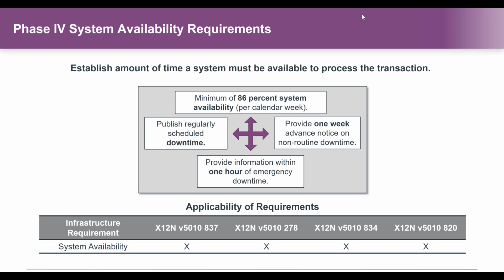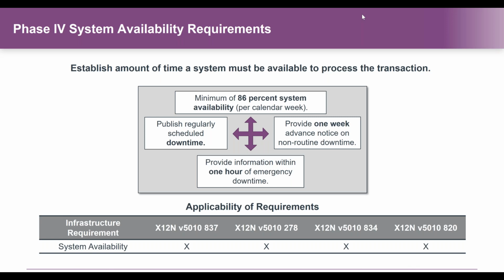So let's say a health plan has, every quarter, they go down for 3 hours on a Sunday evening, but one particular week they have to put in a break fix, and they can schedule that 1 week in advance, let their trading partners know that the system or application is going to be down. Their trading partners are aware of that, and they can accommodate that.